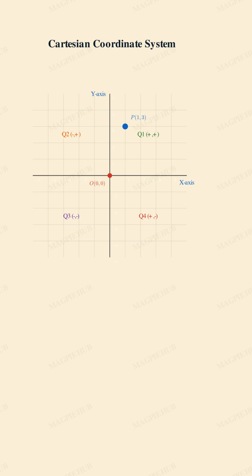In quadrant 1, both x and y are positive. In quadrant 2, x is negative and y is positive. In quadrant 3, both are negative. In quadrant 4, x is positive and y is negative. Any point P in the plane is represented as an ordered pair x, y, called its coordinates. Watch the point move to different positions.